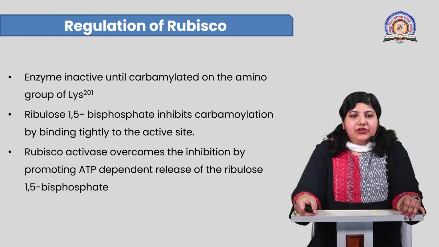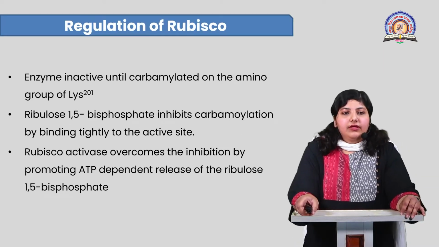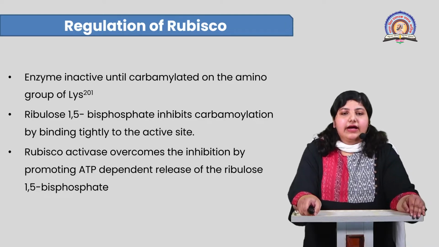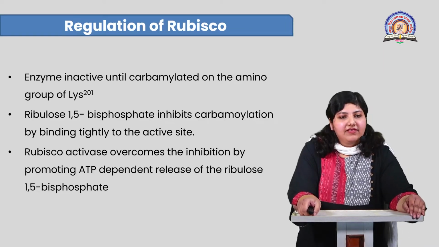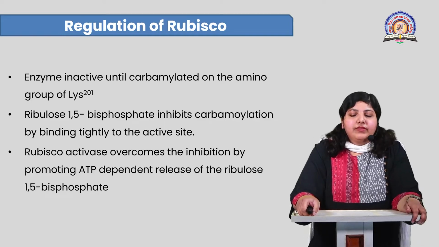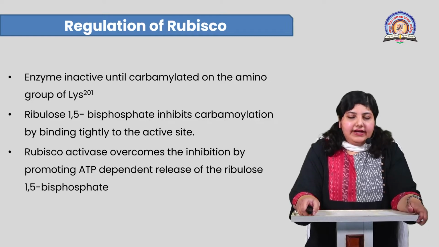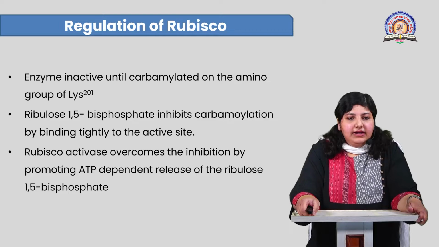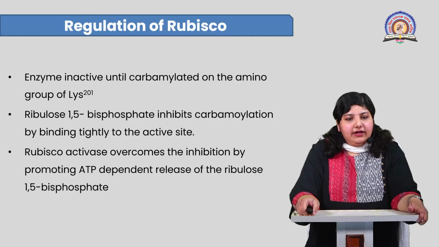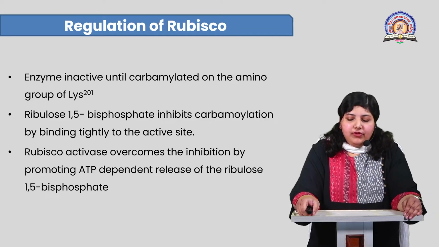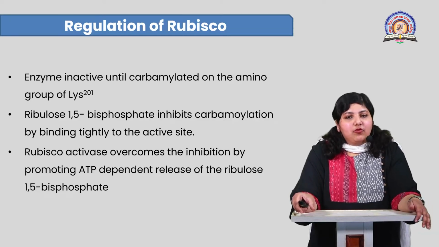First, we will see the regulation of the Rubisco enzyme. This enzyme is inactive until carbamylated on the amino group of the lysine amino acid. Now you all know that enzymes have a certain active site present on them. On this active site of Rubisco, an amino acid lysine is present, which you can see on your screen, lysine 201. Now, a compound, ribulose 1,5-bisphosphate, binds tightly on the active site of this enzyme. When this compound binds tightly on the active site, it makes the enzyme Rubisco inactive.